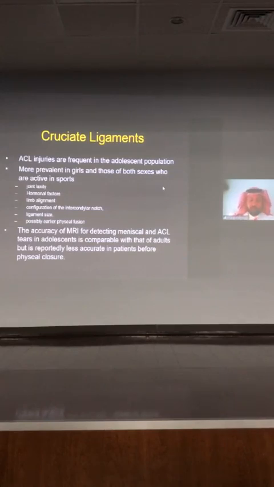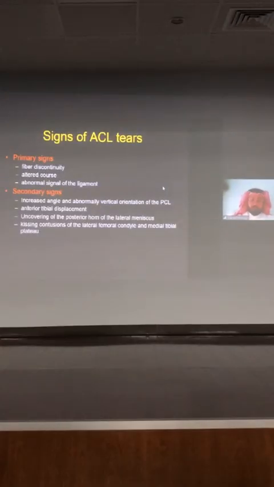The accuracy of MRI in detecting meniscal and ACL tears in adolescents is comparable with that of adults, but reportedly less accurate in patients before physeal closure. So there is a little bit less ability to diagnose them, but it is very comparable between the pediatric and the adult population. So what are the signs? As we all know, the sign of ACL tears is fiber discontinuity. You see that the fiber is cut.